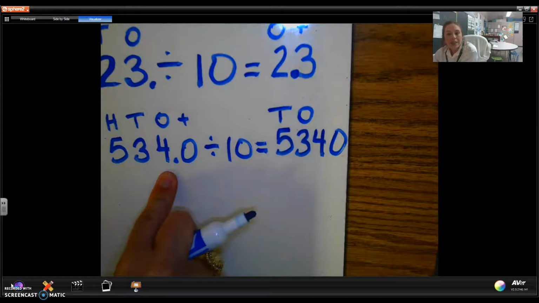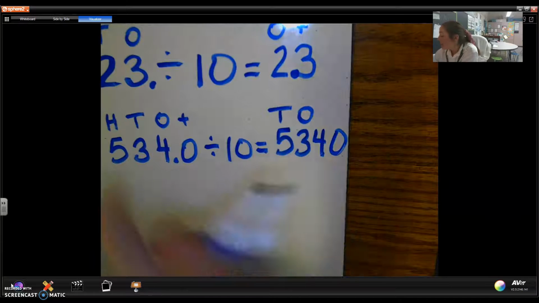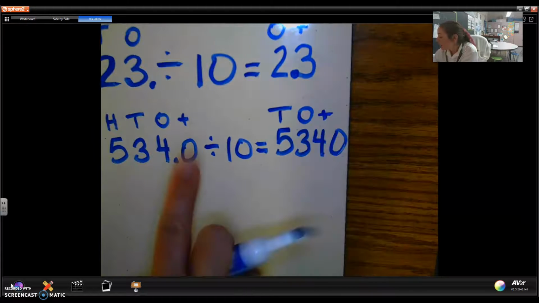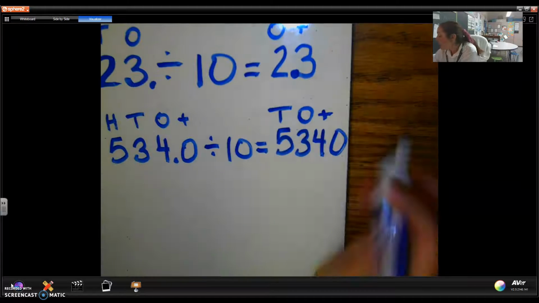My 4 was in the tenths. If it moves down a place value, I did it again. My 4 was in the ones. I'm sorry. But if it moves down a place value, it will end in the tenths. And finally, my 0 was in the tenths. But if it moves down a place value, it will be in the hundredths.